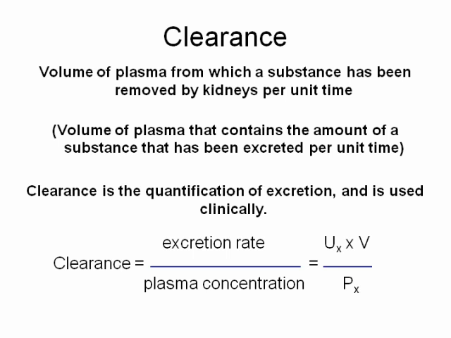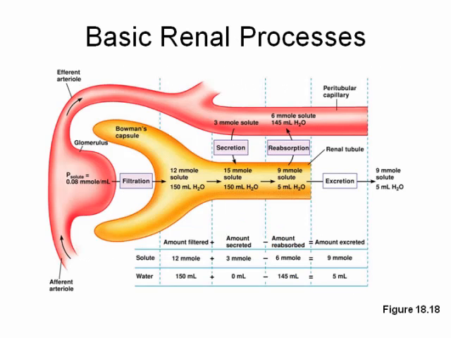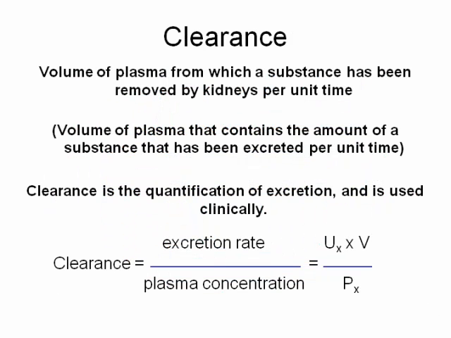So the calculation of it, and again, I'm not going to ask you to solve this in an exam, but you need to be familiar with the concept. The clearance equals the excretion rate, going back to what we saw here, the excretion rate divided by the plasma concentration of the substance. So we have here the concentration of that substance in the urine times the volume of the urine divided by the concentration of the substance in the plasma.